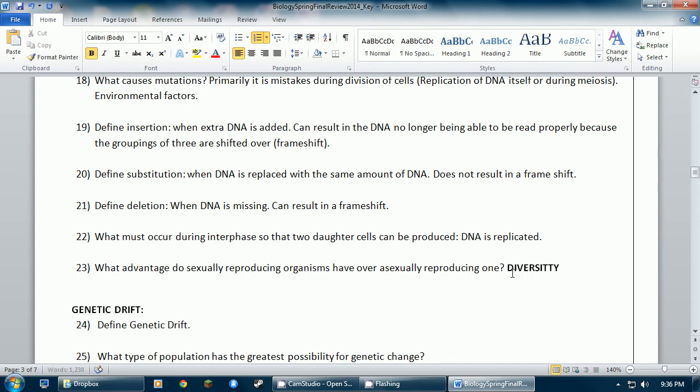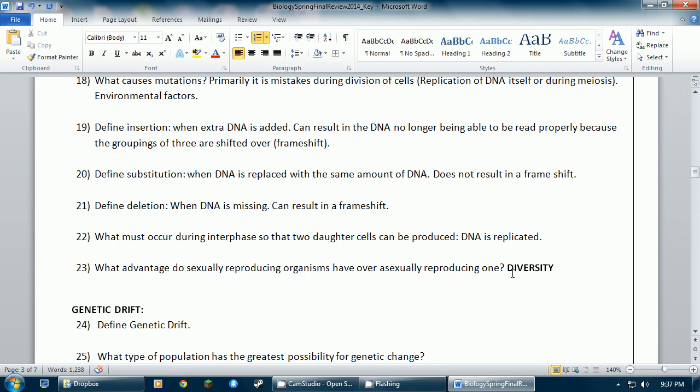Diversity. We have a lot of drawbacks compared to asexually reproducing organisms. It takes us a while to find a mate. We have to develop the structures for sexual reproduction. We can't do it as fast. It just takes time. So asexually reproducing is much faster, much simpler, and less stuff can go wrong. A lot of things can go wrong during sexual reproduction, but they are cloning themselves.